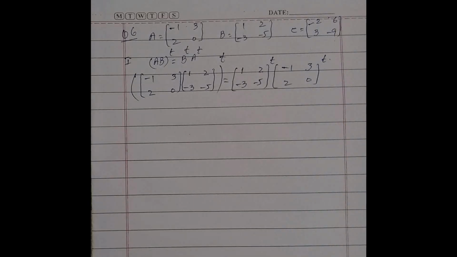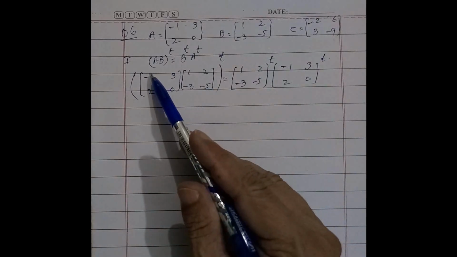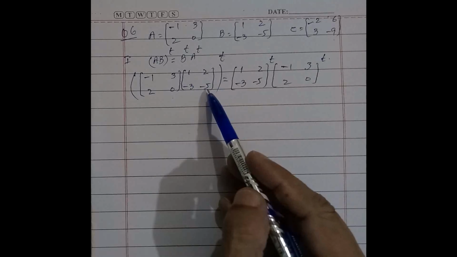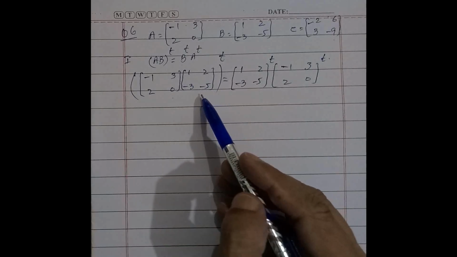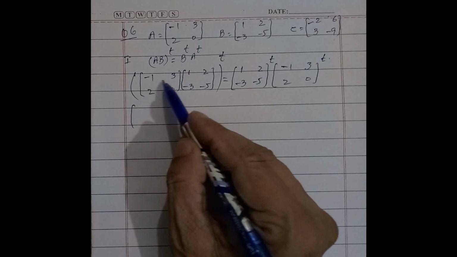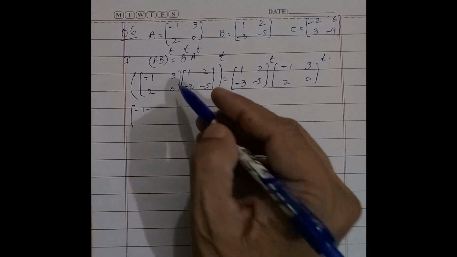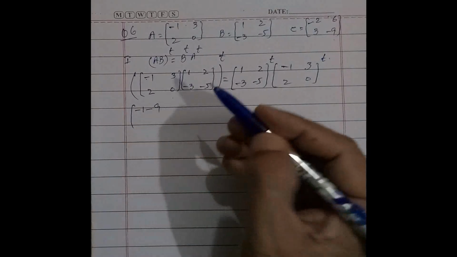In the left side, the two matrices A and B are enclosed in the bracket. So we solve them first, we multiply them first and then take the transpose. So we multiply A into B and verify first: number of columns 2, number of rows 2. So they are conformable for multiplication. So we multiply these values. First row with first column is minus 1 into 1 is equal to minus 1. 3 multiplied by minus 3 is equal to minus 9.